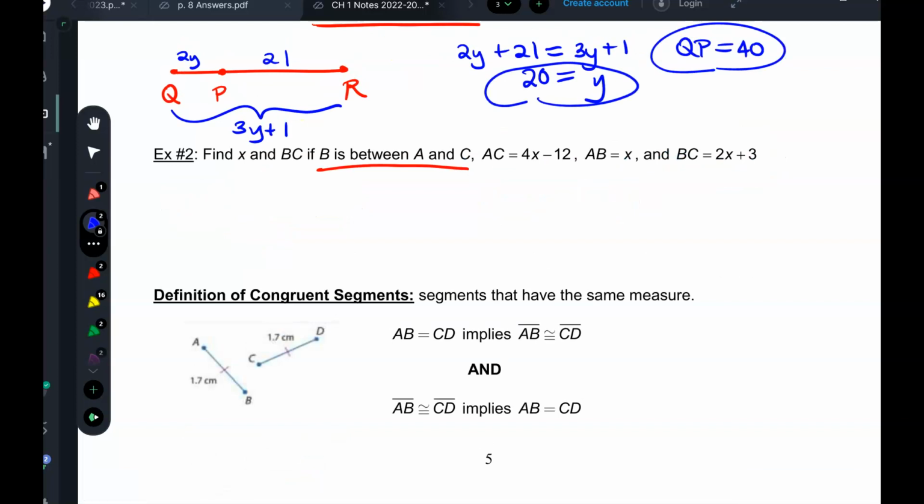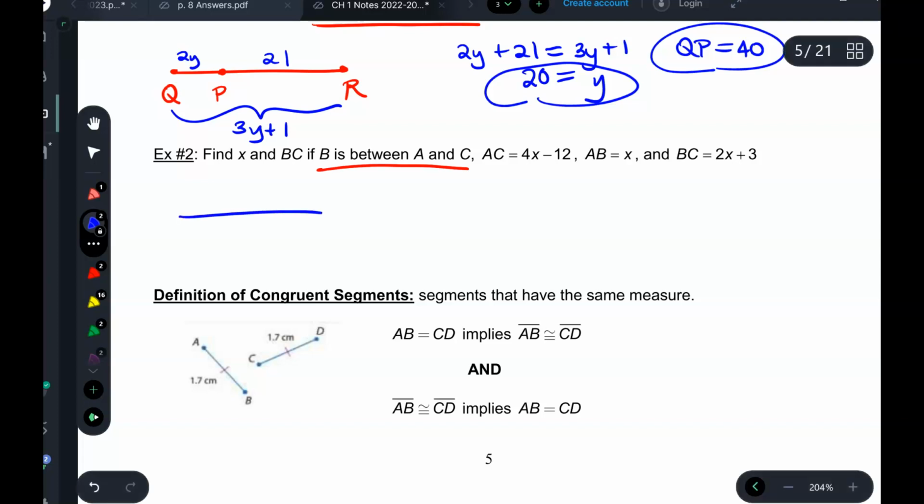Okay, now we're doing this one. Find x and BC if B is between A and C. All right, you go ahead. I'm going to freeze my screen. I want you to try this one on your own. I encourage you, you don't have to, but if you could draw a picture, it's a lot easier.